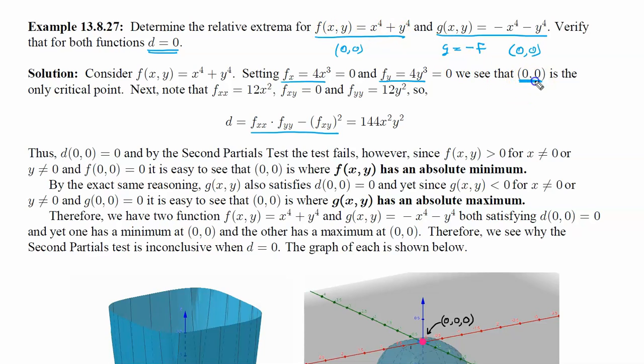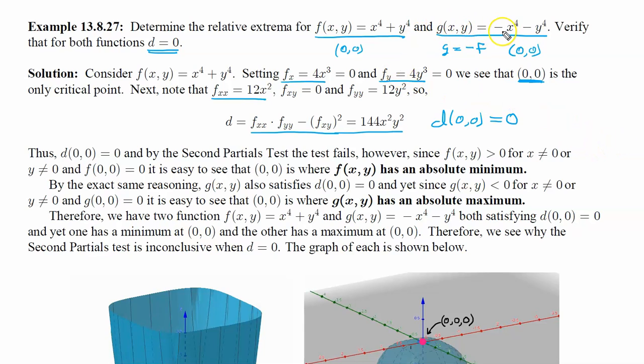And then evaluating d at that point, okay, we need to calculate our second partials here. So fxx, differentiating this, that's 12x squared. Fyy is also 12y squared. And then fxy is going to be 0, differentiating this with respect to y. We end up with this. So now you see d for the function f at 0, 0 is just 0.